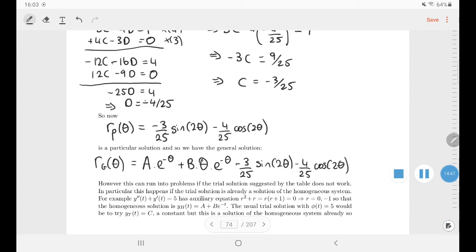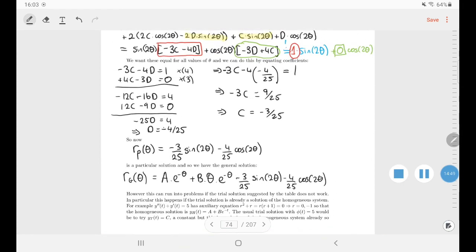Now what we'll discuss at the start of next week is what happens if our chancing our arm doesn't work, and we'll discuss different ways that can happen and how to get around it. And then what we're going to do is say, okay, what's the solution if I actually know the initial displacement and the initial velocity? In other words, how do I find this A and B? So that's what we'll do next week.